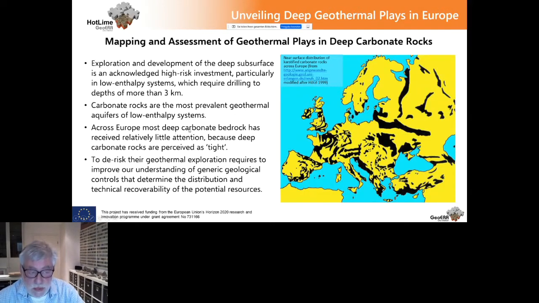And across Europe, the deep carbonate sectors have received relatively little attention because the carbonate rocks are presumed to be tight. But we know from some areas that turned out to be a kind of geothermal bonanza, so this is not the full truth. To de-risk geothermal exploration, we have to improve our understanding of the generic geological controls to make these areas more interesting for investors and for geothermal installations in general.